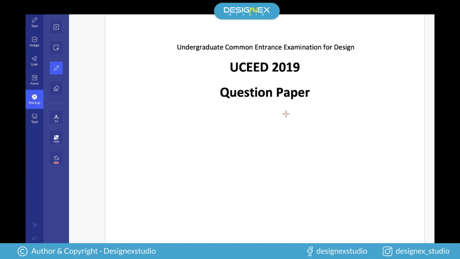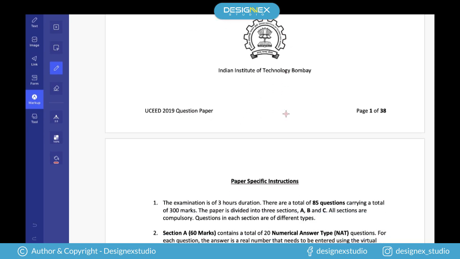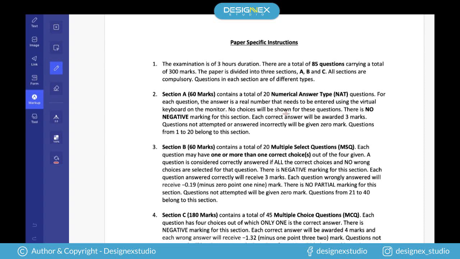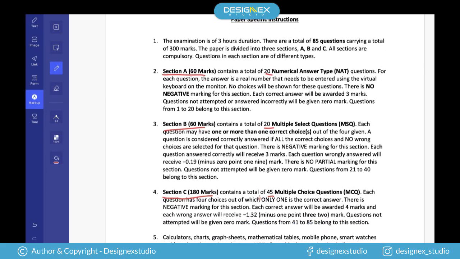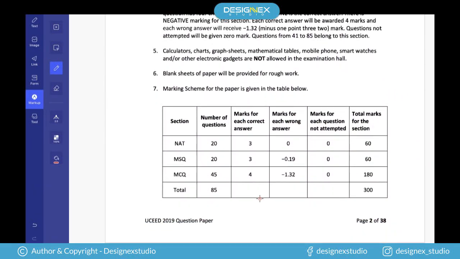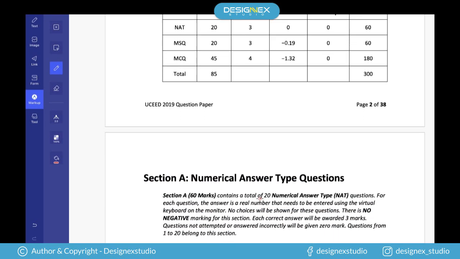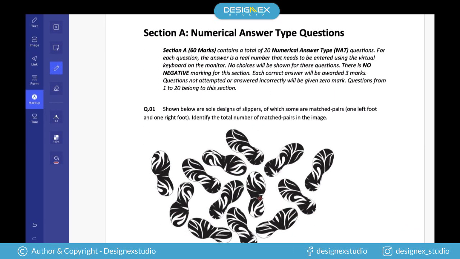I'll just go ahead with the video. Read the specific paper instructions well before the examination, before starting the paper. Section A carries 60 marks, section B 60 marks, with 20 questions and 45 questions. This year they have changed the pattern a bit. Now they have a sketching part as well to test your sketching ability, so you have to take care of that also. The marking will change here. I'll go ahead with the section A part of it, the NAT part.